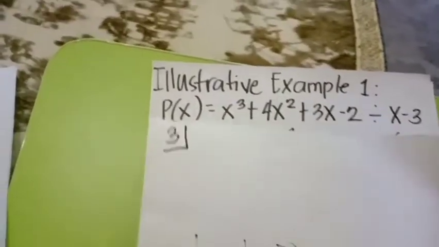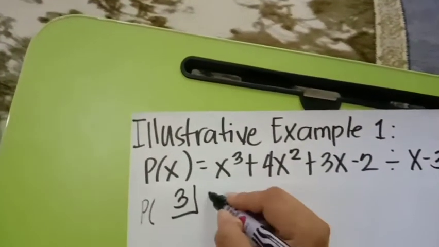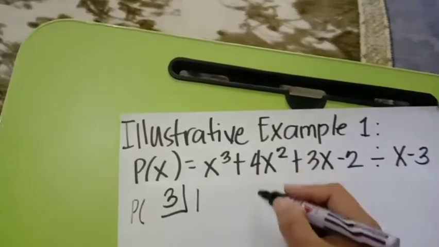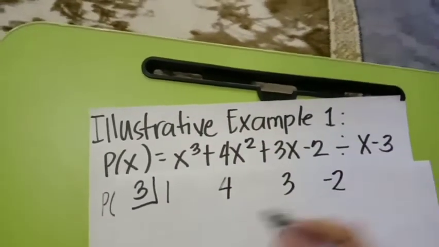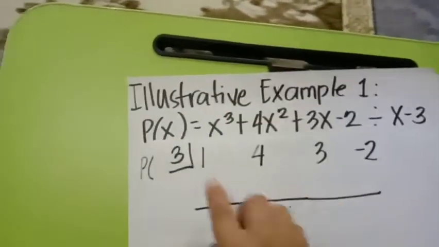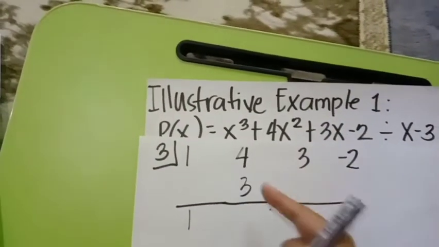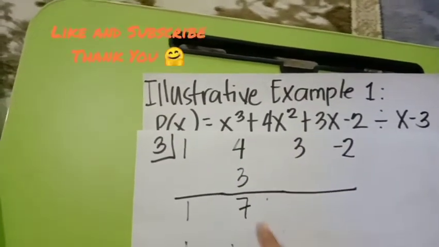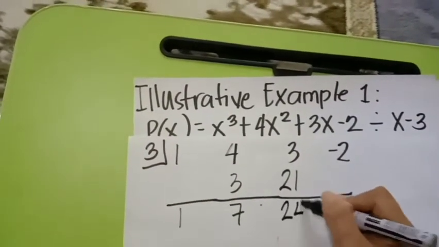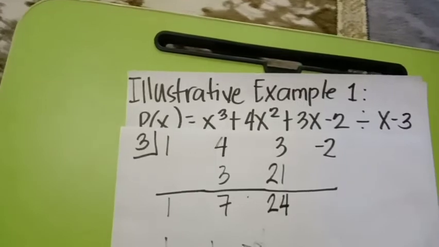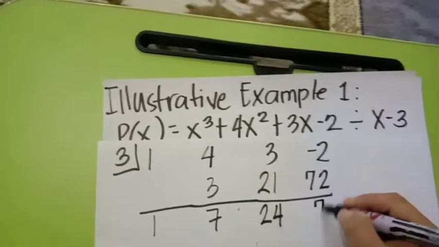Then, you get the coefficients of the polynomial. So, what is the coefficient of x cubed? The coefficient is 1. The coefficient of 4x squared is 4. The coefficient of 3x is 3. Then, you bring down the constant, negative 2. Then, bring down 1. 1 times 3 is 3. 4 plus 3 is 7. 7 times 3 is 21. 3 plus 21 is 24. Then, 24 times 3, that is 72. Then, negative 2 plus 72 is 70.